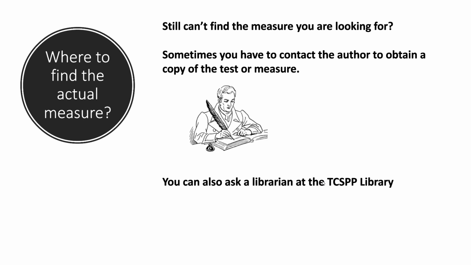Oftentimes, to find the author information, at least you can find that within the article if it's referenced, if you know the author published an article on that measure. Sometimes even just Googling the author can be helpful. But you can also ask a librarian at the Chicago School Library. We're more than happy to help you track down an author's contact information if you cannot find that.